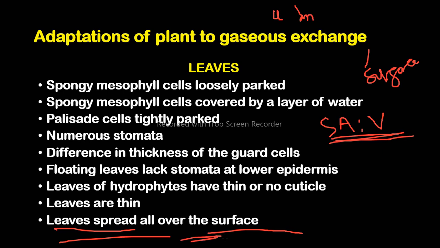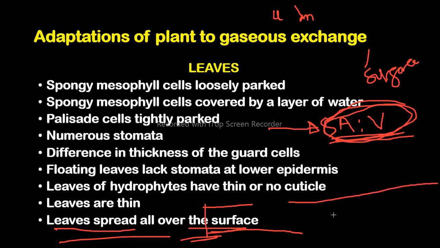Having a large surface area is different from having a large surface area to volume ratio. Here we are considering a volume, but now this is just surface area, the surface over which the gases are going to come in. So if your leaf is like this, then you have a large surface. Gases can enter at this point, at that point, at this point, and also at that point.